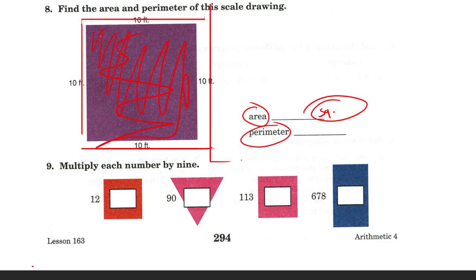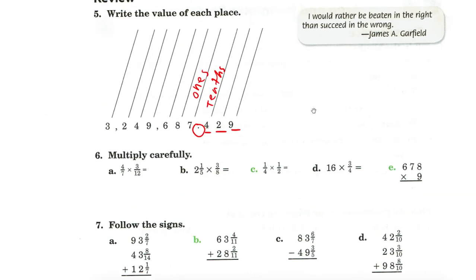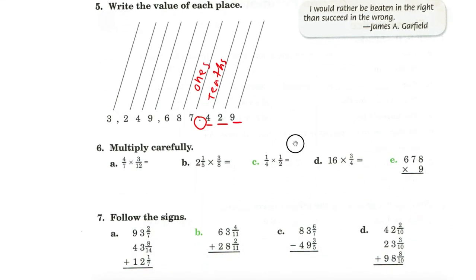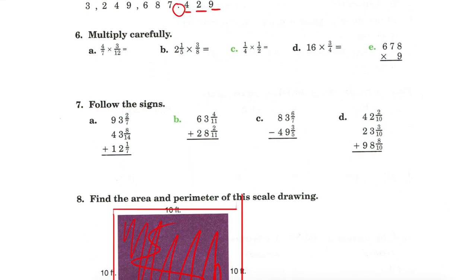Multiply each number by 9. Just multiply by 9, whatever this is, 9 times 9 times 9 times 9 times 9. Then write your answer inside of the box here. All right, so that's pretty much it. Pretty straightforward. Take care, everyone.